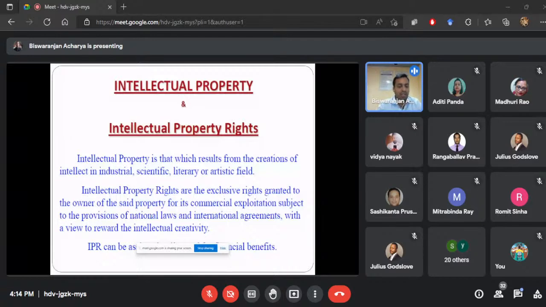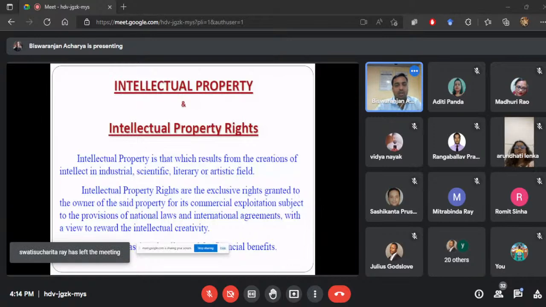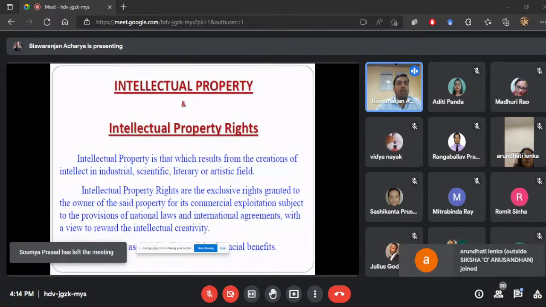Later I will also explain it better in a figure. Intellectual property rights are the exclusive rights granted to the owner of the said property for its commercial exploitation, subject to the provisions of national law and international agreement, with a view to reward the intellectual creativity. Granted by national laws and international agreement to the developer or the creator, then it is known as intellectual property.